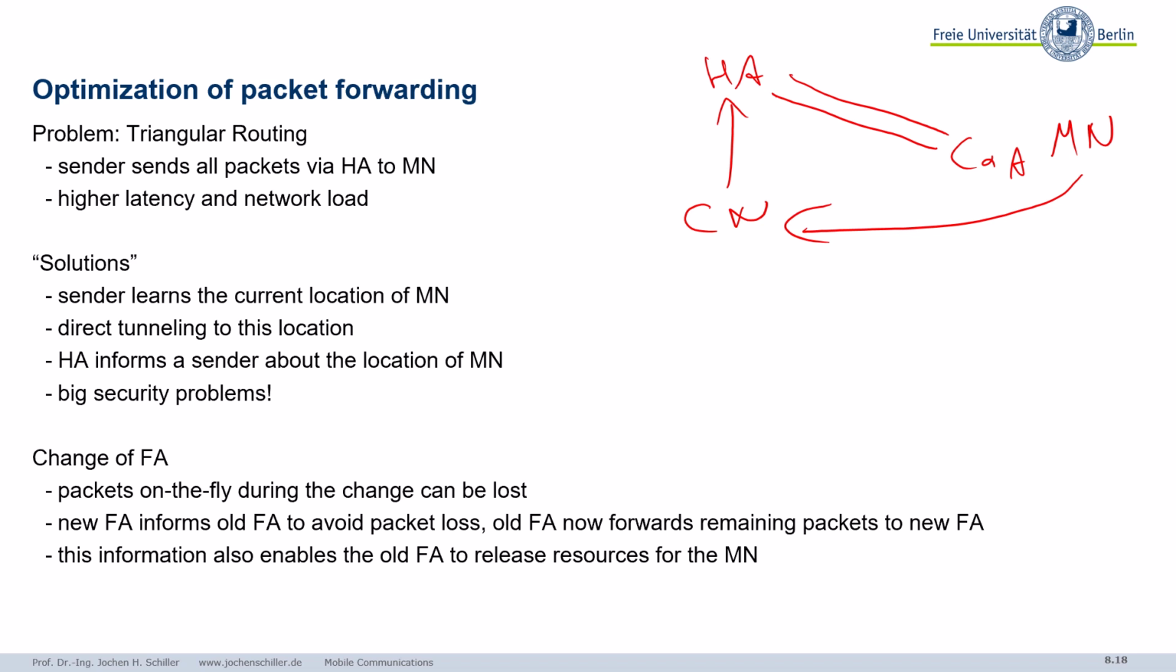Now this could create a really high latency. Think of you moving with your device to your friend in a completely different country. If you have your old IP address, all the packets from your friend first go to your home country and then back to the country where you are. So although you're in the same subnet, maybe sitting in the lab together, it takes quite long for the data to travel. High latency, network load.